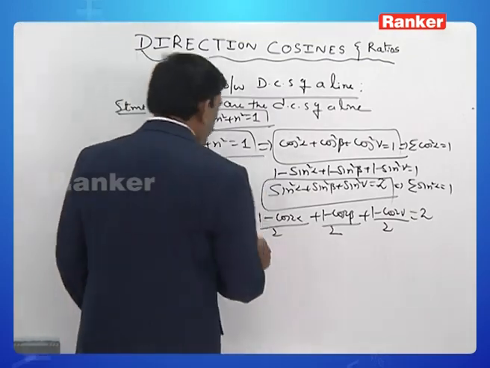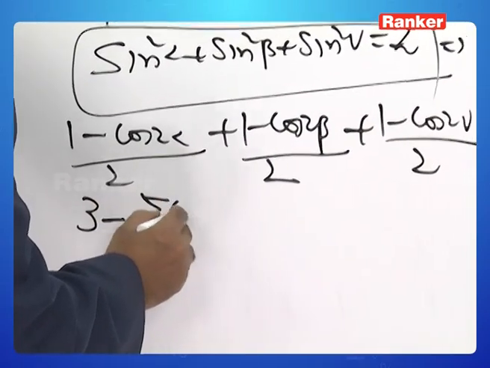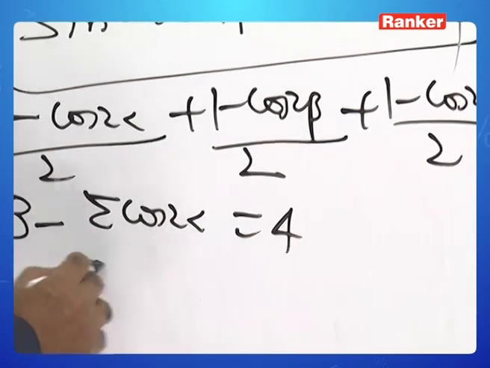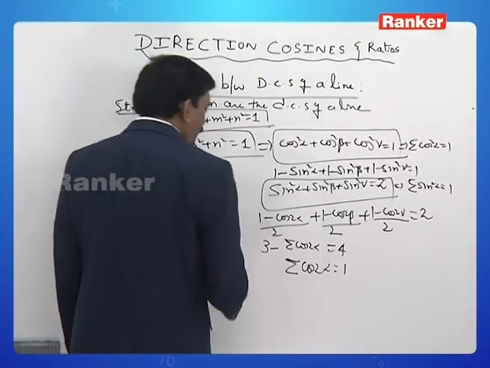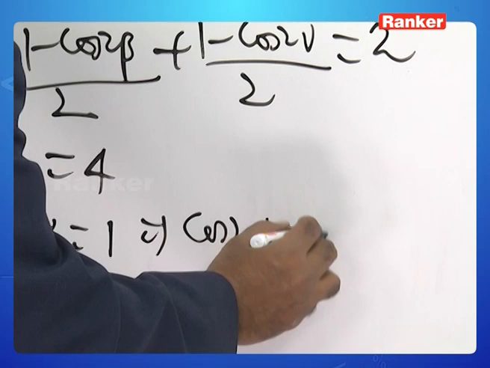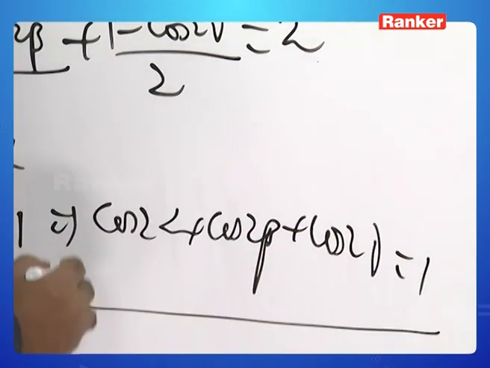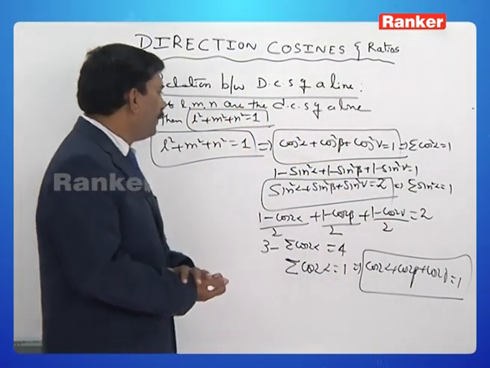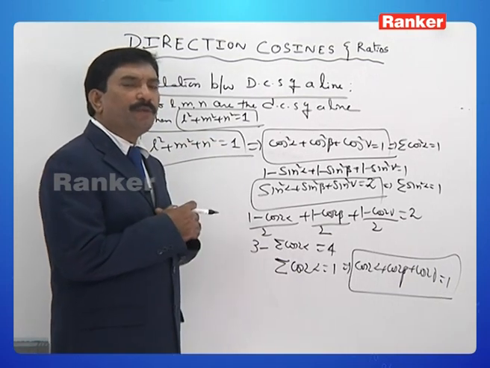So therefore, transfer that side. Therefore, 3 minus sigma cos 2 alpha is equal to 4. Transfer that side. Therefore, sigma cos 2 alpha is equal to how much? Yes, 1. Means hereafter cos 2 alpha plus cos 2 beta plus cos 2 gamma is equal to how much? 1. Correct? So therefore, with these direct questions, we have arrived at many more results.